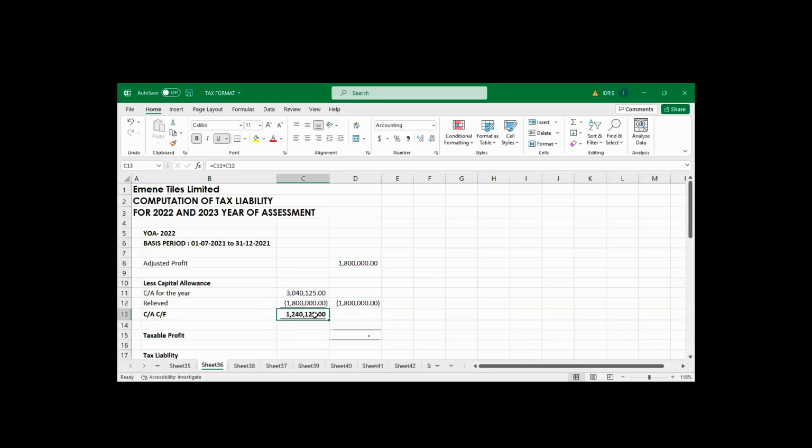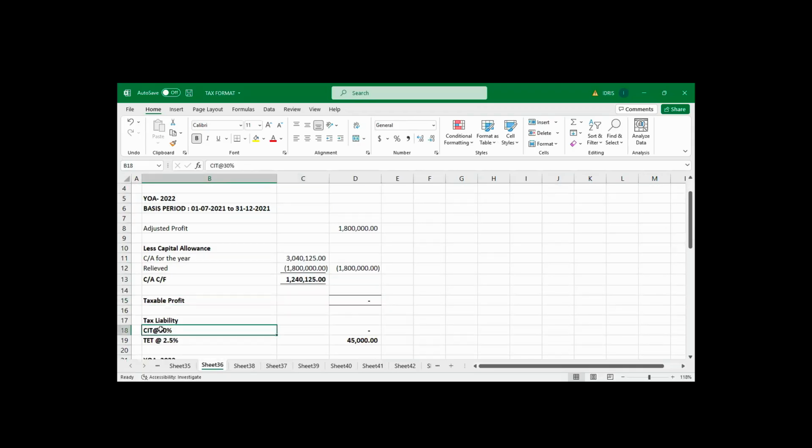1,240,125. Do you understand how we get this? Do you understand? Do we have total profit or taxable profit after we claim capital allowance? Do we have any total profit or taxable profit? No. No. Let's go and compute the tax liability.